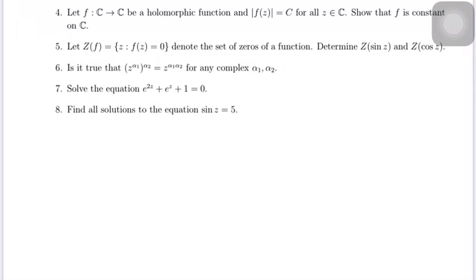So the question asks, let f be a function that maps the complex plane to the complex plane, and this will be a holomorphic function. And the modulus of f(z) is equal to c, which is a constant, for all z in the complex plane. And we have to show that f is constant on the complex plane.